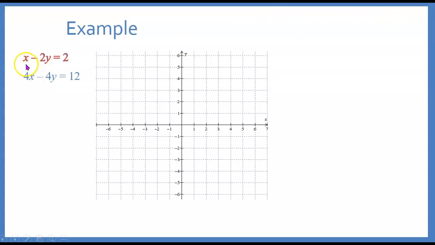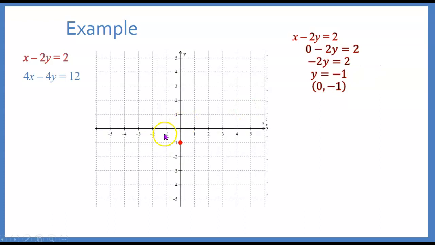So let's see what happens if I take this equation and I put 0 in for x. If x is 0, what does y have to be to go along with that? So we're looking at 0 minus 2y equals 2, which would just mean that negative 2y equals 2. Divide both sides of that by negative 2, and we get y equals negative 1. So 0, negative 1, the point where x is 0 and y is negative 1, is one solution to that equation. So I'm going to go ahead and plot that point.